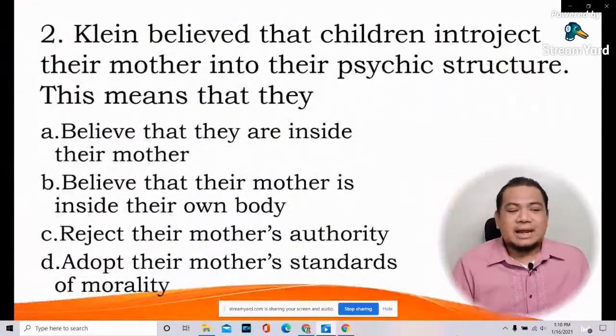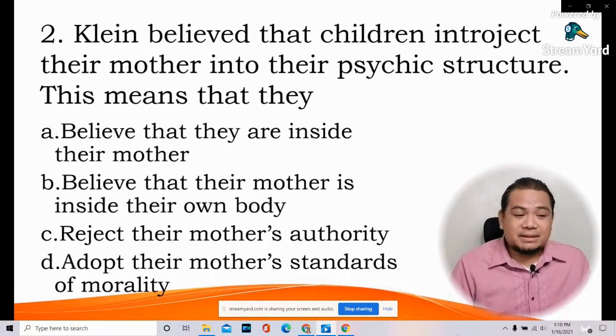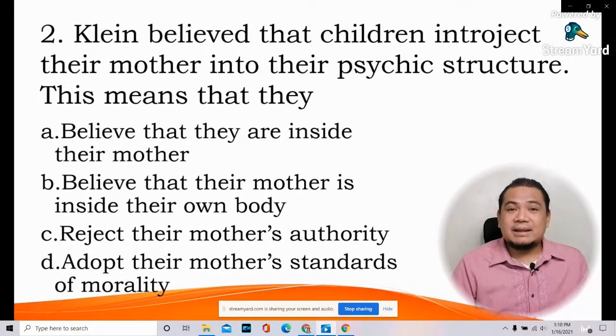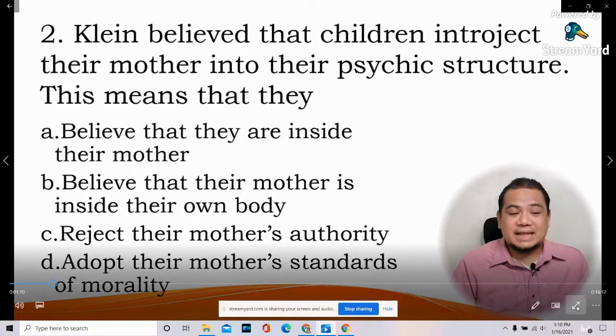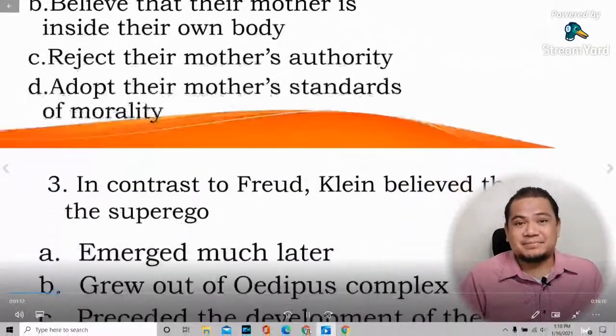Number 2. Klein believed that children introject their mother into their psychic structure. This means that A. They believe that they are inside their mother. B. They believe that their mother is inside their own body. Letter C. They reject their mother's authority. Or letter D. They adopt their mother's standards of morality.